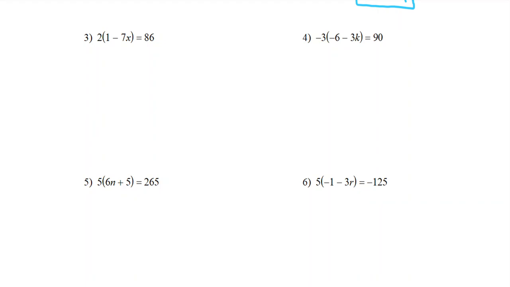Question 3. What do you do first? Yes, good. That's timesing it out, and that's equal to 86. Good. Yes, good. That 2 out the front is the one to go first, and its opposite is to minus 2. Okay, so that leaves, what's left? Yes. Very good. And last thing. Good job.